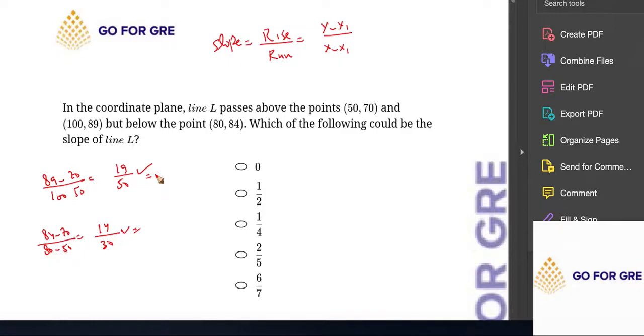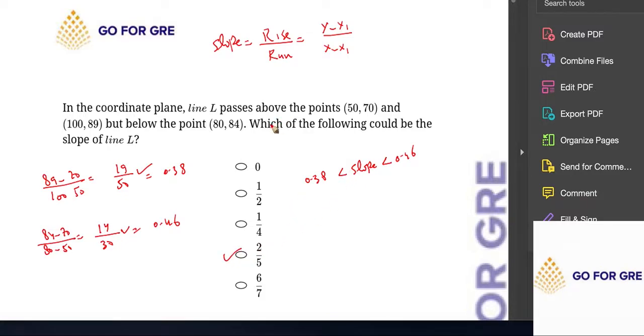Now let me convert into decimals so I can easily comprehend. 19 divided by 50 is 0.38, and 14 divided by 30 is 0.46. So if the line we need passes above these points, the slope of our desired line must be greater than 0.38 but below 0.46. Now only one option satisfies this relationship.